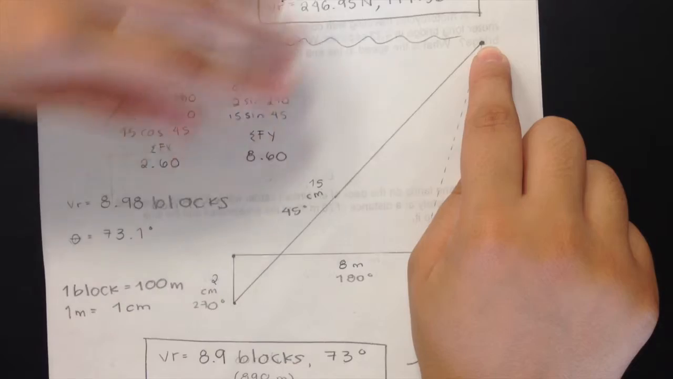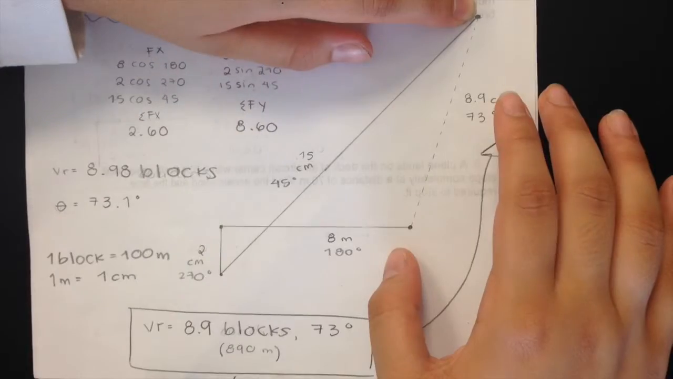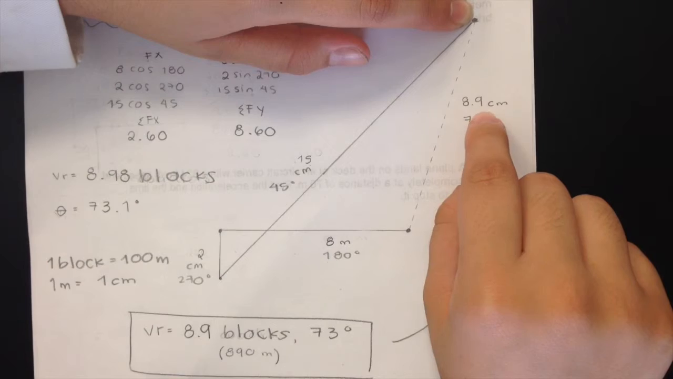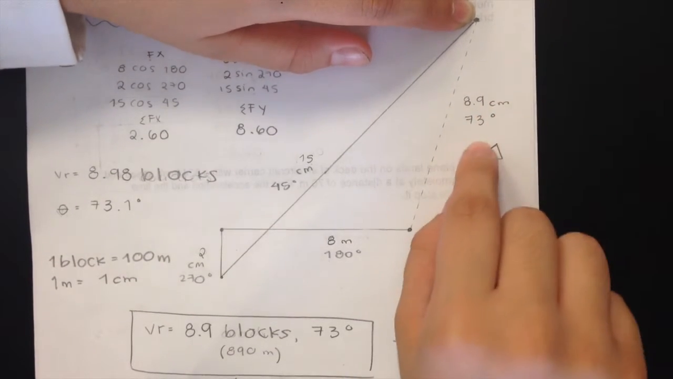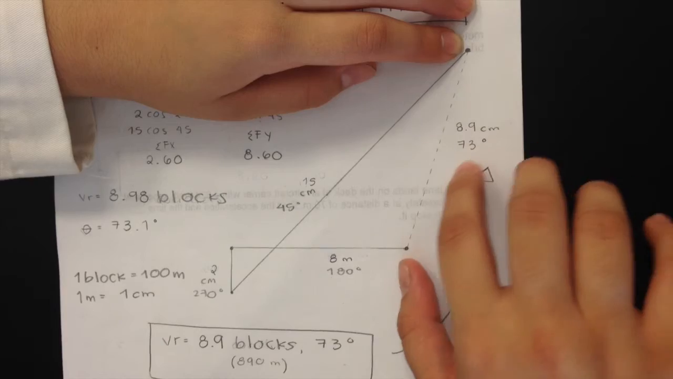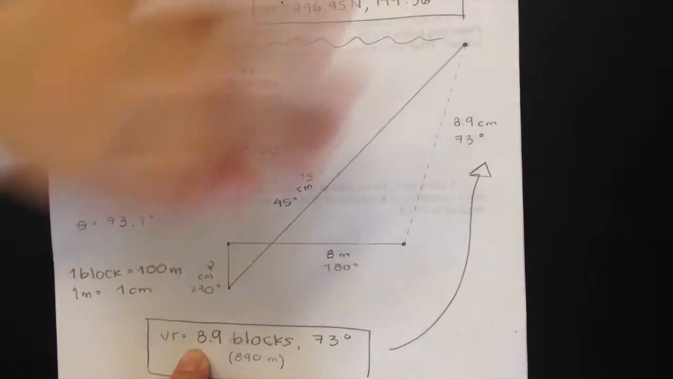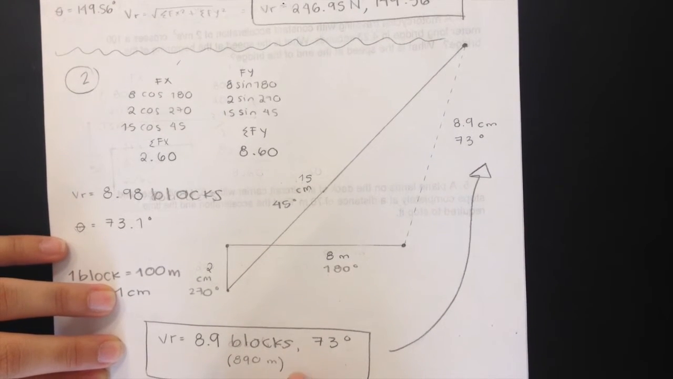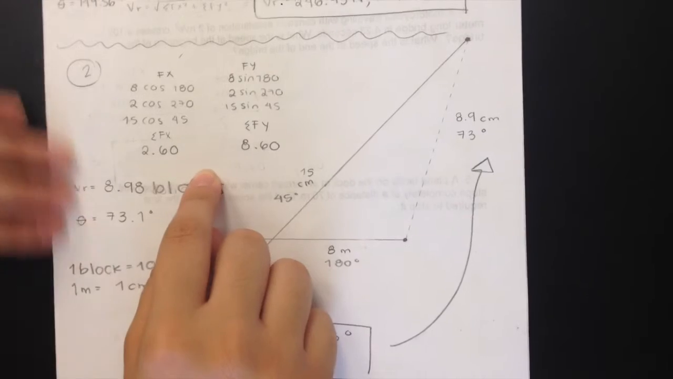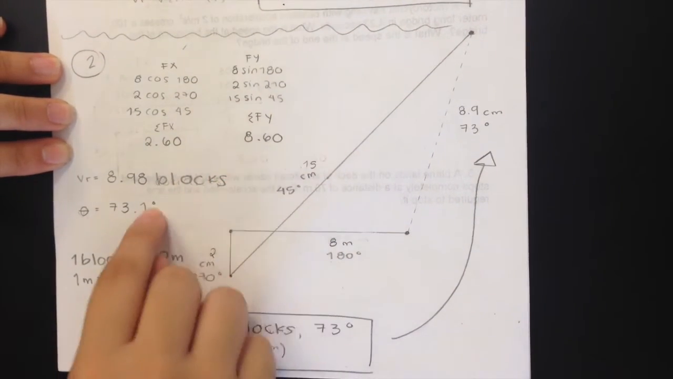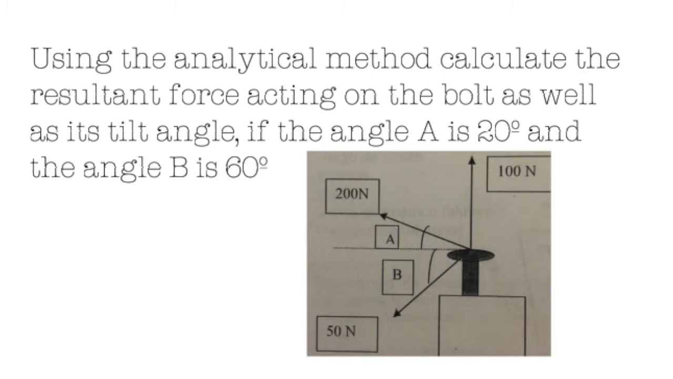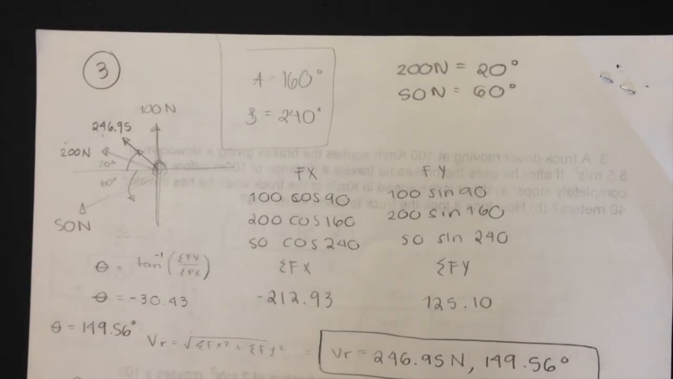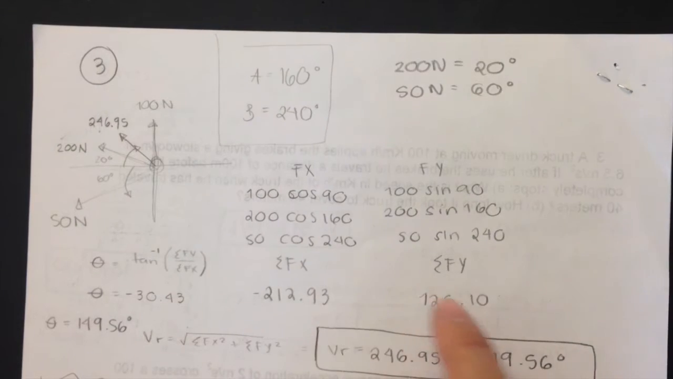So when we got the final point, we connect them with a ruler marking how much they measured, and with a protractor we measured the angle and got the result, which was 80.9 blocks, 73 degrees. And just to prove if we were right, we did the analytic method and got the same answer. In problem number 3, we just found out the angles and did the analytic method.